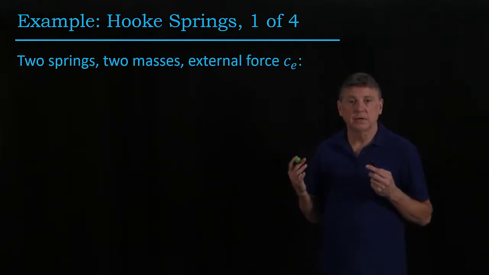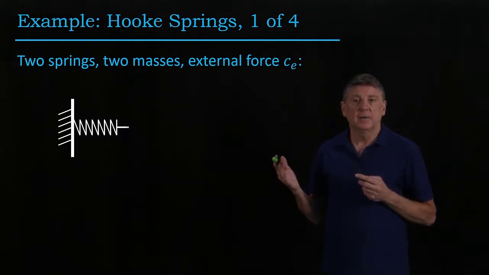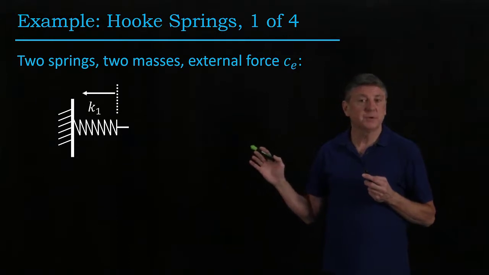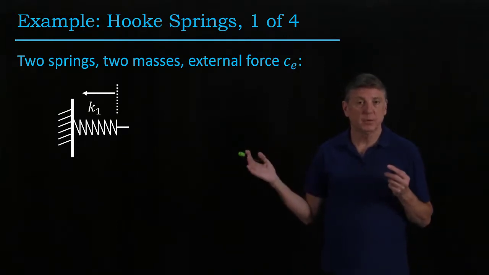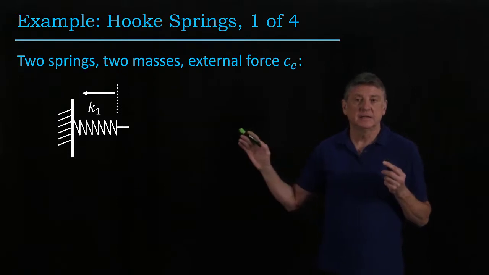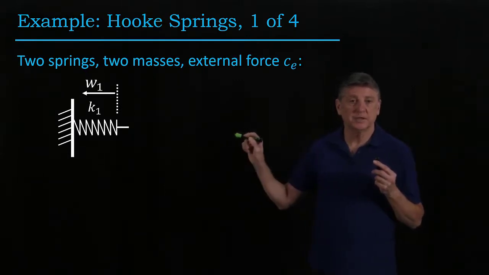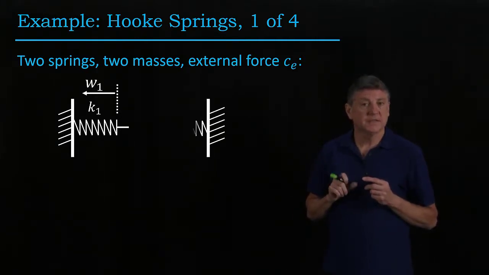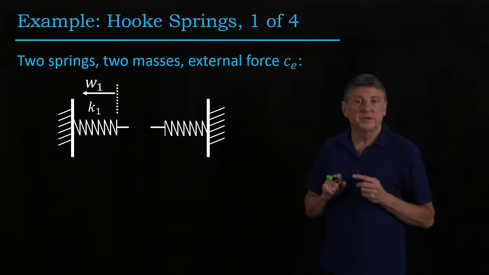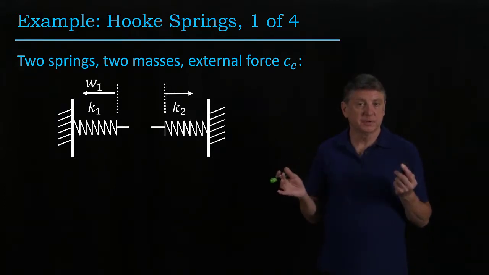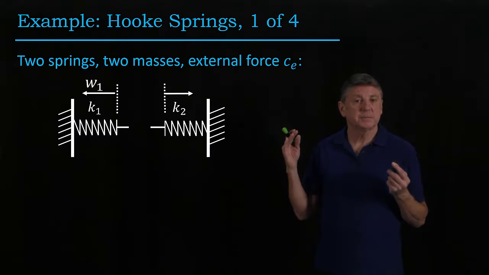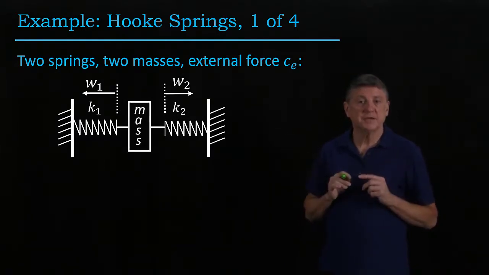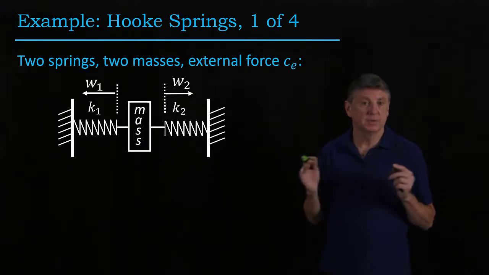So what this will look like is we'll have one spring, and that spring will have a spring constant, which we'll refer to as K1, and the extension or compression of that spring is going to be our first variable W1. We'll have a second spring, which has a possibly different spring constant, and the displacement of that spring will be our variable W2. And we'll imagine that these are connected by a single solid mass.